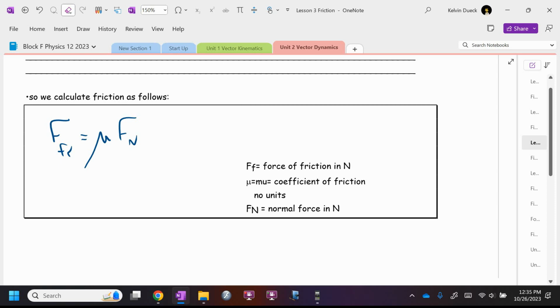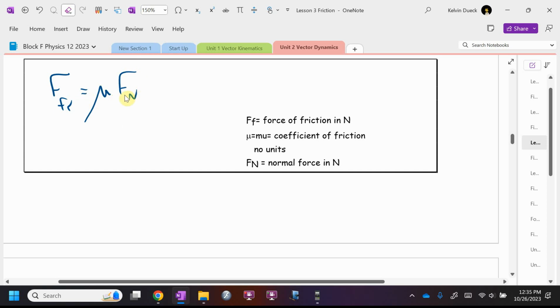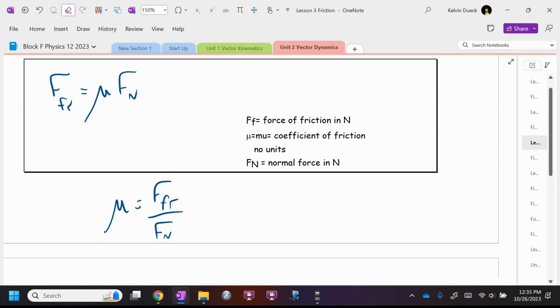By the way, there is no formula for mu on your formula sheet. Well, it sort of is. Get the mu by itself. Notice it's newtons divided by newtons. The newtons would cancel. That's why mu is dimensionless. But if you're ever asked to find the coefficient of friction, that's what you'll end up doing.